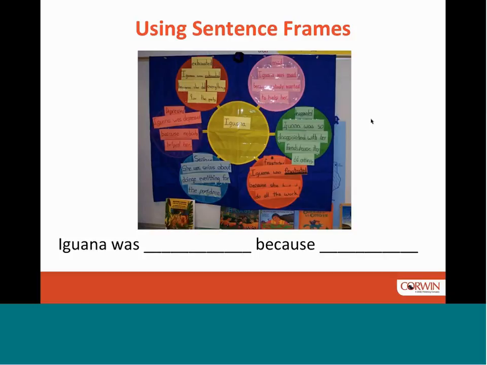So the students then created these sentences using the sentence frame, and in this very simple way, they are not only picking up vocabulary and showing they understand the story, they are also beginning to develop the syntax of language. Next slide, please.